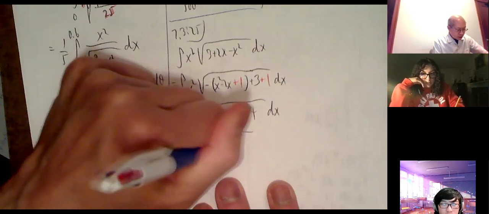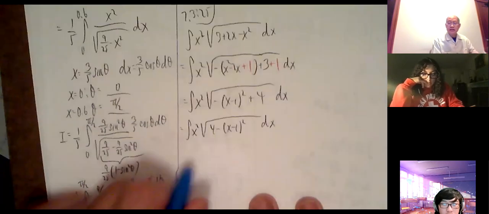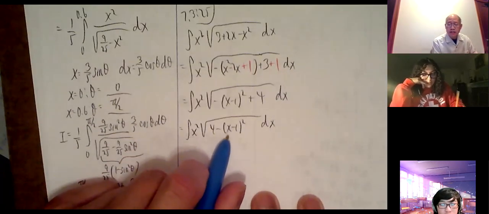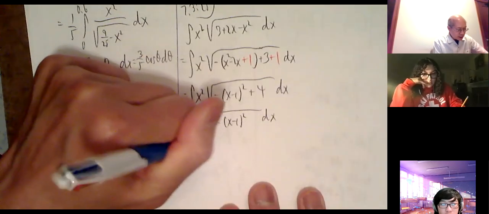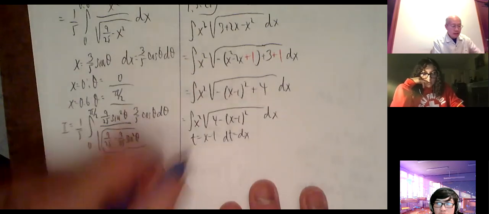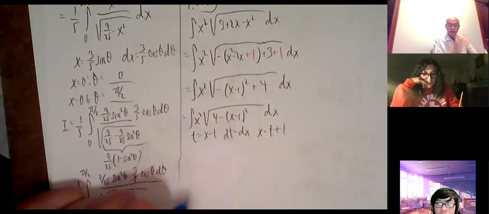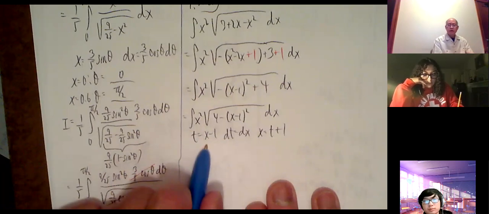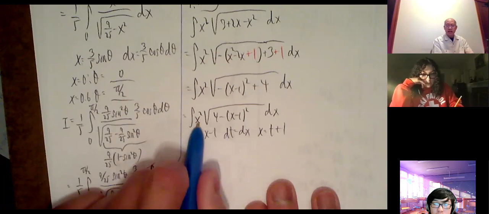4 minus x minus 1 squared dx. All right, and I'm going to switch over to, let's say, t. Let t equal x minus 1, dt equals dx, and that means x is equal to t plus 1. See, I want this to be 4 minus t squared. So t equals x minus 1. If I add 1 to both sides, I have x equals t plus 1, because I need to change this over also.